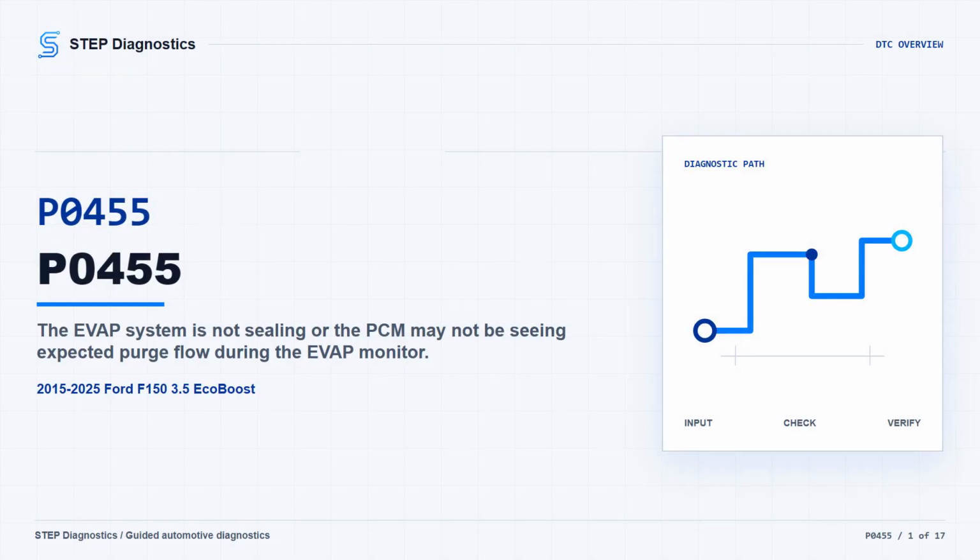On this 2015 to 2025 Ford F150 with the 3.5 EcoBoost, P0455 is an EVAP large leak code. In plain terms, the PCM may be seeing no purge flow, a large fuel vapor leak, or more than one leak during the EVAP monitor. The truck may drive normally, but it can have a check engine light and may fail an emissions check.